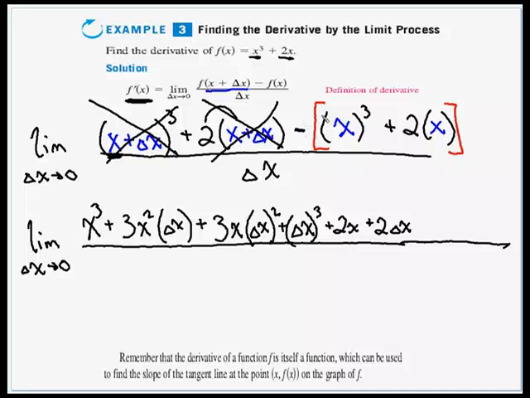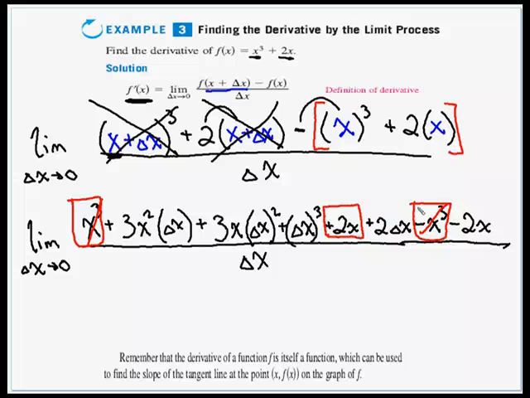Now it's easy, we're just going to distribute the negative. This x to the third becomes minus x to the third. This 2x becomes minus 2x. And that's all over delta x. Okay, let's see what cancels. Leading term, x to the third, and we have a minus x to the third. Those disappear. Next term has a delta x squared. Here we have a 2x. This is plus 2x, and this is a minus 2x. So those cancel.